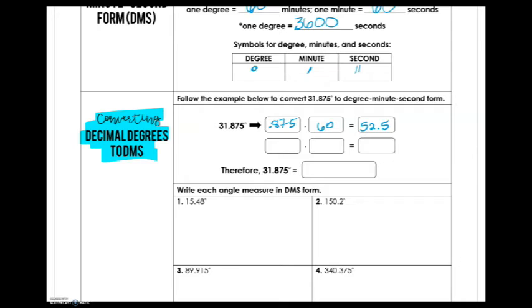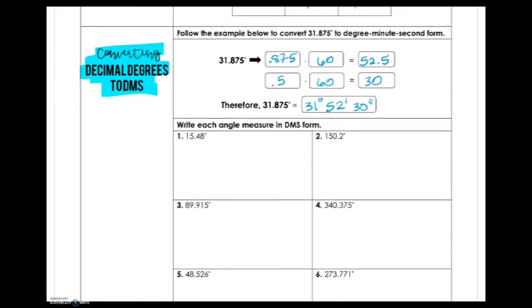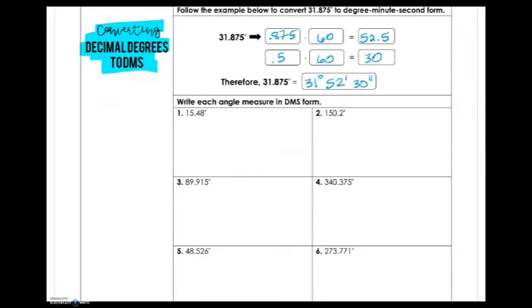But now I have another decimal. So I just need to take the decimal left on the minutes, 0.5, and times it by 60 to see how many seconds. 0.5 times 60 is 30 seconds. So my final answer is that this is 31 degrees, 52 minutes, and 30 seconds. Okay? So keep this in mind. This is the process every time. So I'm going to do one more example with you, and then you're going to be responsible for doing the rest of them on your own.